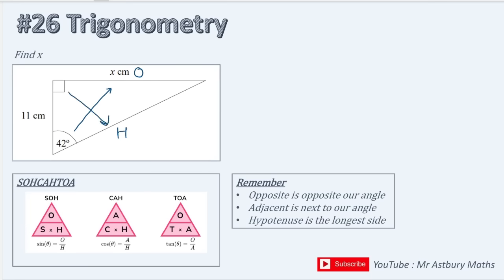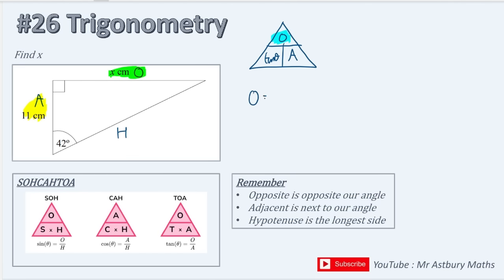Next one, identify that this is the opposite. This is the hypotenuse, and therefore this is the adjacent. I'm looking for the opposite, and I have the adjacent. So therefore, I'm going to use the function tan. So I write tan of the angle and O over A. Because I'm looking for the opposite, I cover that, and that tells me that I need to multiply the two down the bottom. So I would write that the opposite is equal to tan of the angle times A. So in this case, x is equal to tan of 42 times 11. And we put that into our calculator and we get 9.90.